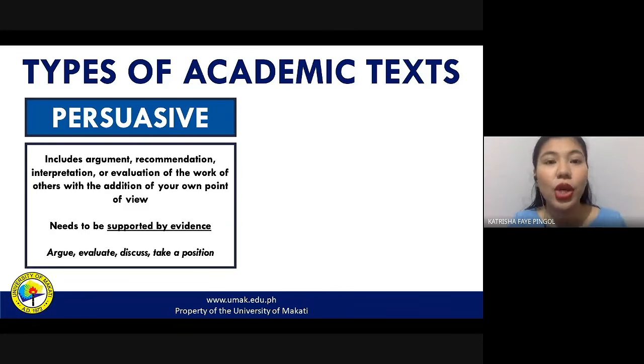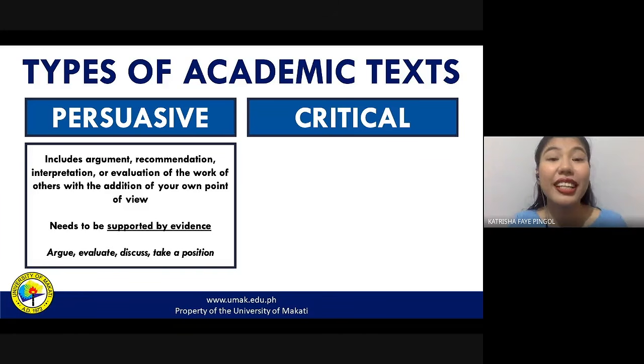Your belief, your opinion has to be also supported by evidence. Now, you have to ask yourself, why did I even think about it like this in the first place, okay? Why did I even consider it like this in the first place? Why do I believe that this is the case? So you have to always support your own beliefs, your own opinions in a persuasive academic text. Some of the keywords include argue, evaluate, discuss, and take a position.